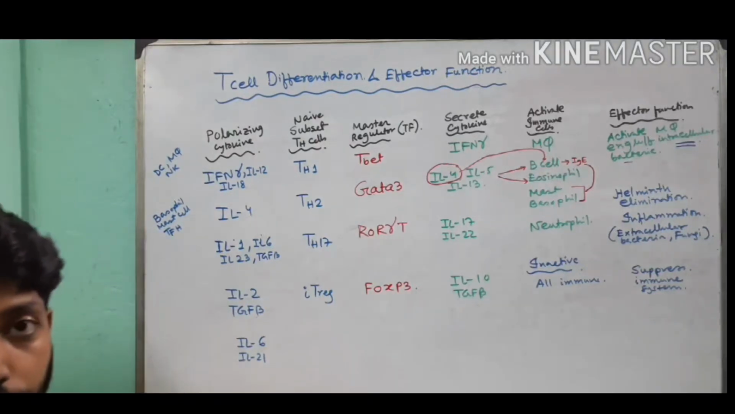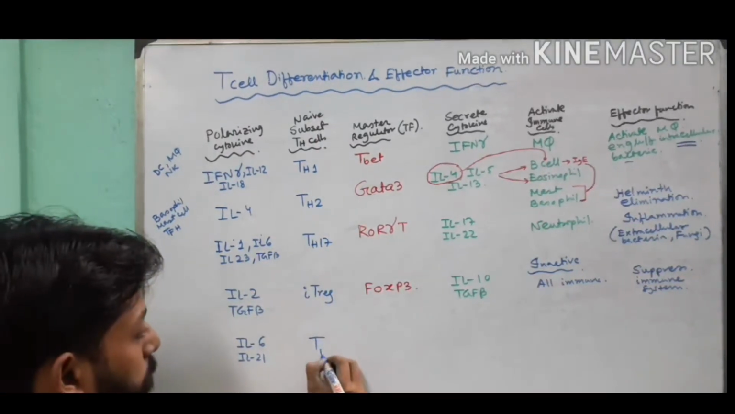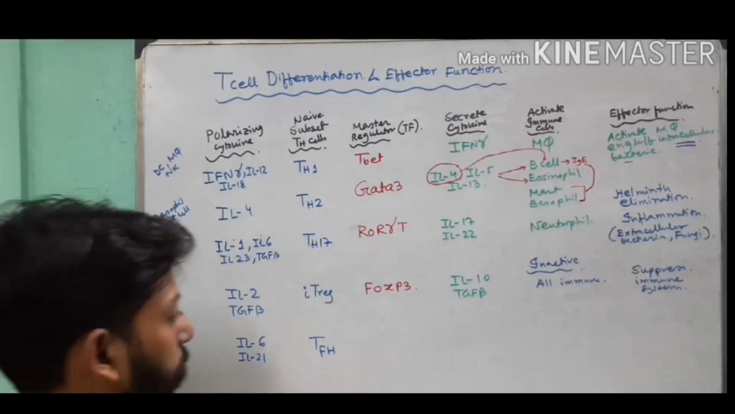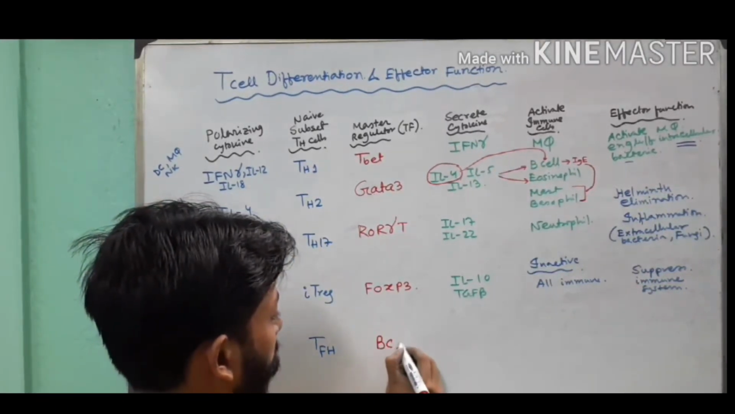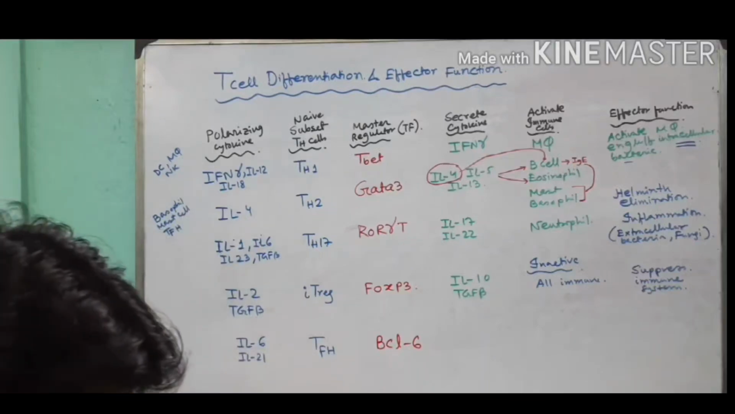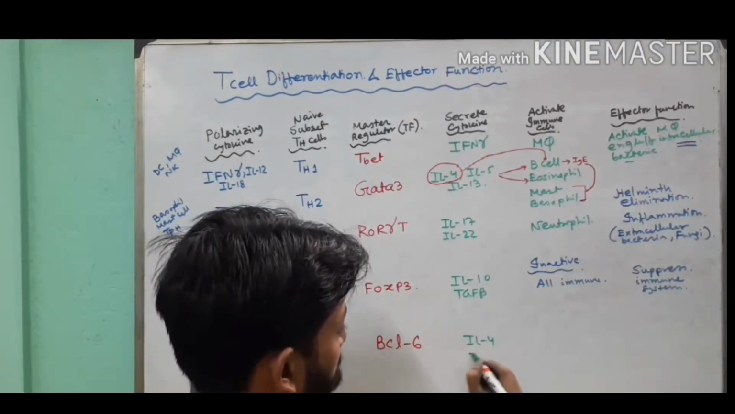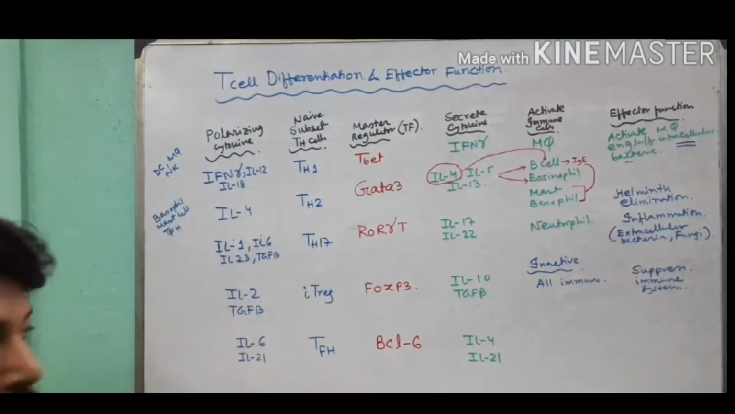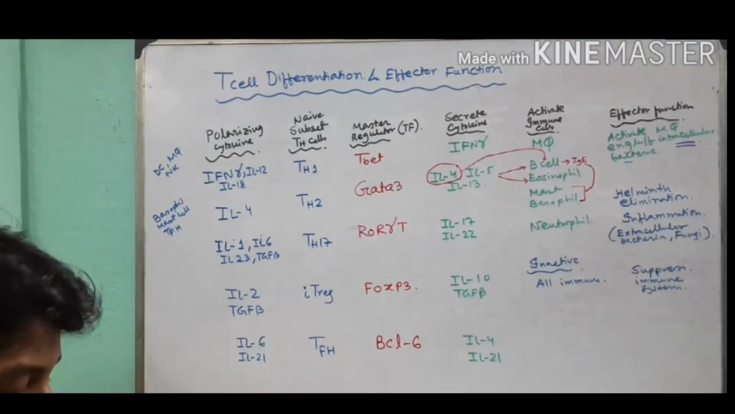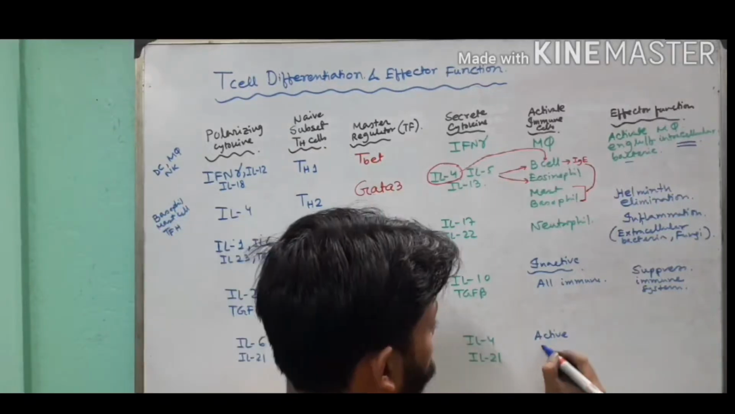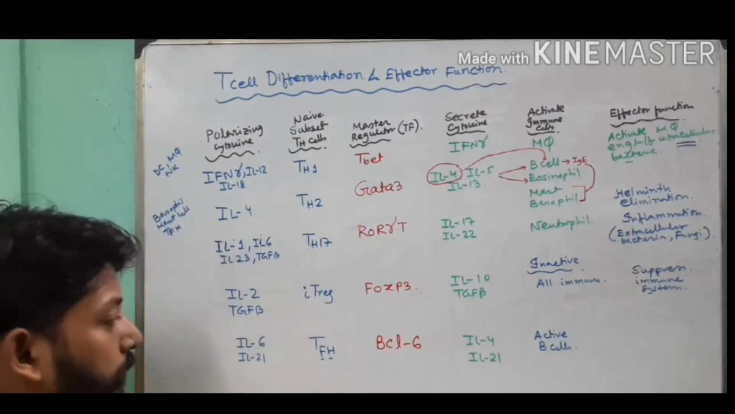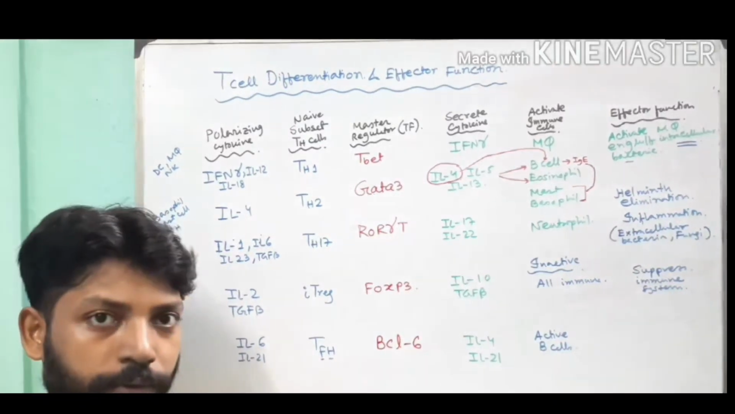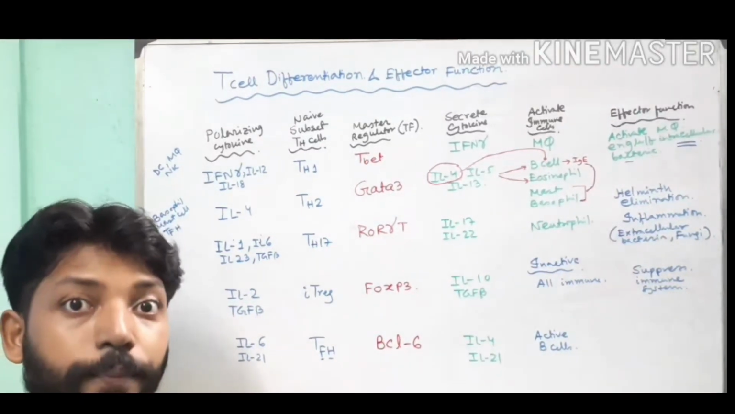There is another subset of T cells called T follicular helper cell, and the master regulator of this cell is BCL6. This cell secretes IL-4 and IL-21 mainly. They secrete and activate B cells. This is called a follicular helper cell, from the follicle, and we know that in secondary lymphoid organs like lymph nodes and spleen there is a follicle where B cells reside.